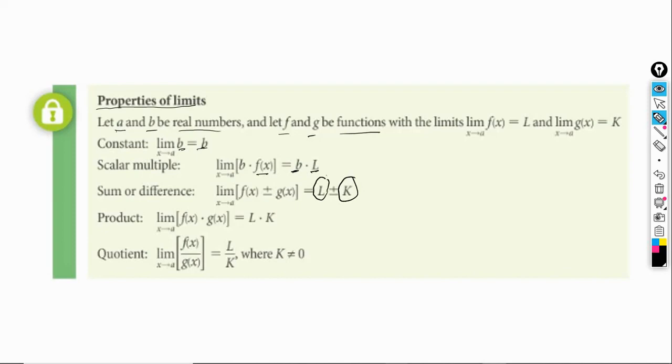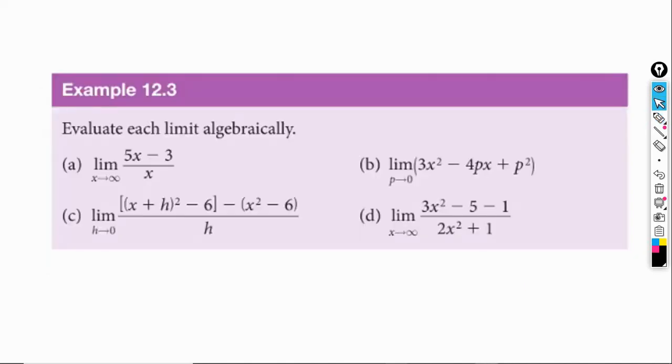And the same can be done for the product and the quotient, where you can find these limits separately and then just multiply them or divide them. Now, why is this important? Because we're going to need these properties in order to solve limits using algebraic properties. So here we are with example 12.3, and they ask us to evaluate each limit algebraically. Now we're going to do them one by one. So let's start with letter A.